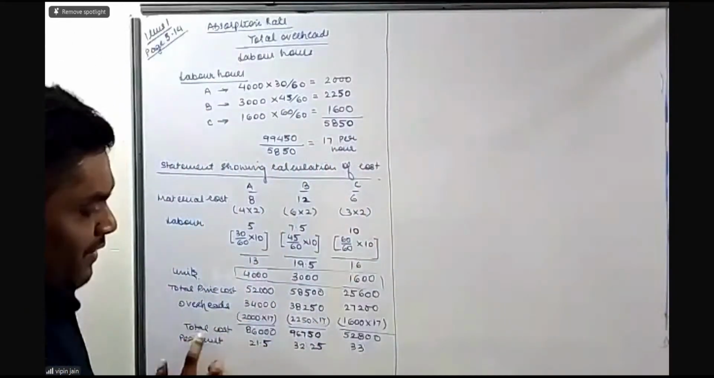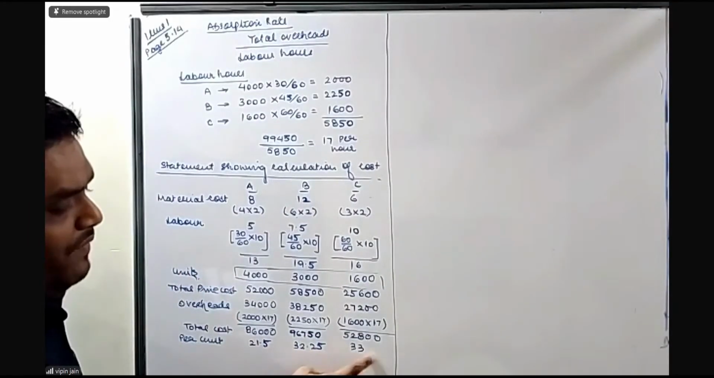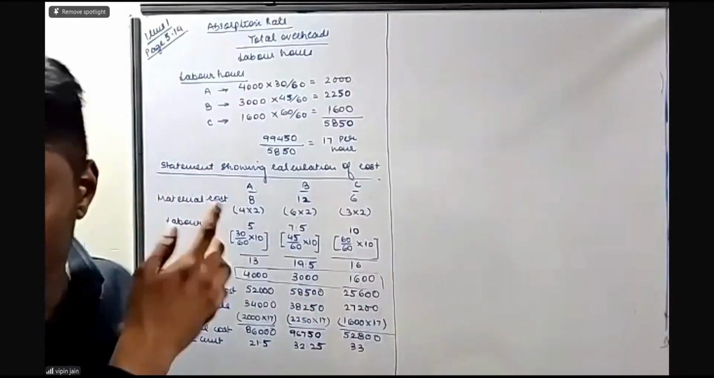So we have got the total cost. This is my total cost divided by the number of units. We have got the per unit cost. Any doubts, guys?